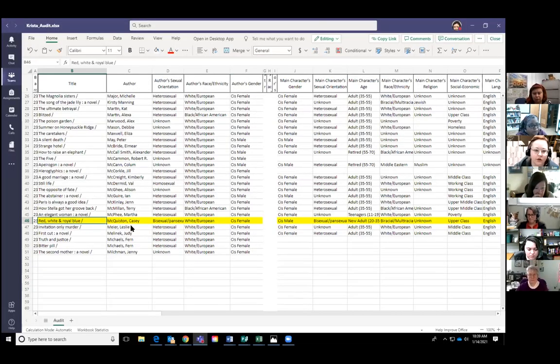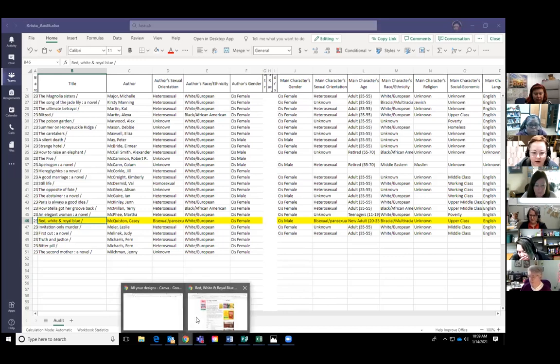Okay. So the one I chose wasn't so much difficult, but it was one where I really got a lot of information, and it was a more diverse title. I went with Red, White, and Royal Blue by Casey McQuiston. And I did the same. Goodreads is a really good one because it does have author information and categories.